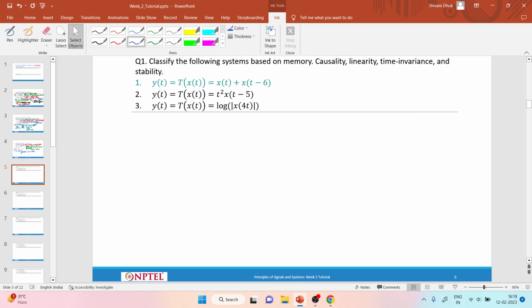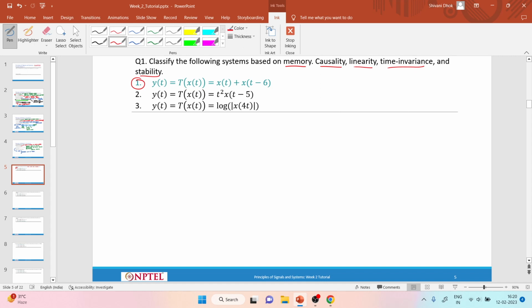Okay. So let us look at the first question that we are going to look at today. The first one is: classify the following systems based on memory, causality, linearity, time invariance and stability. And the first example is y of t equal to x of t plus x of t minus 6.